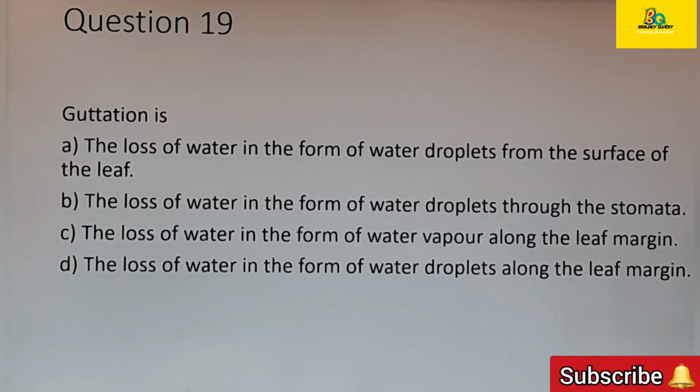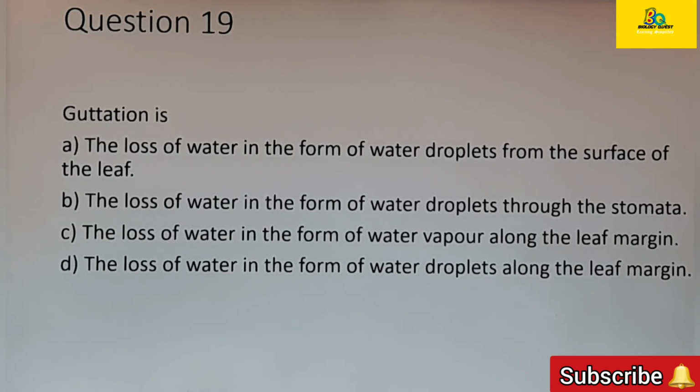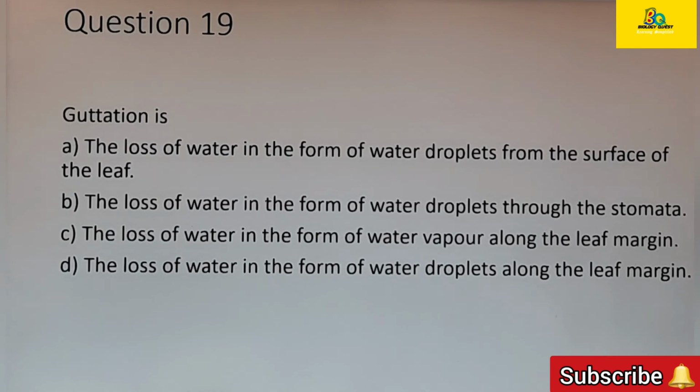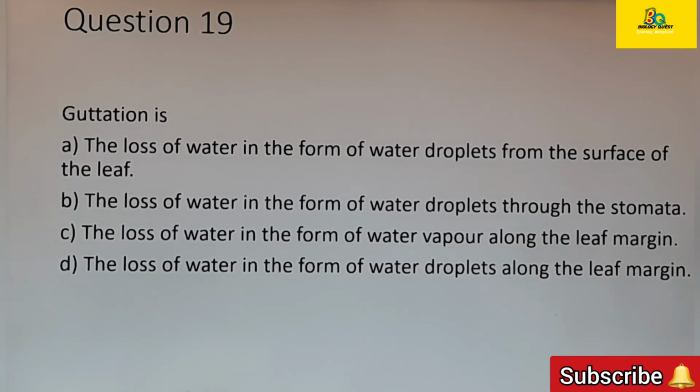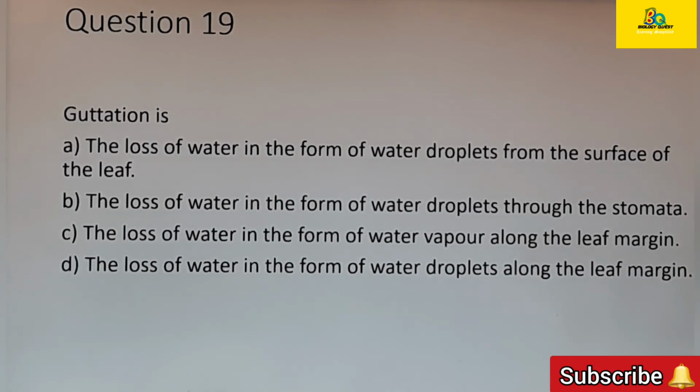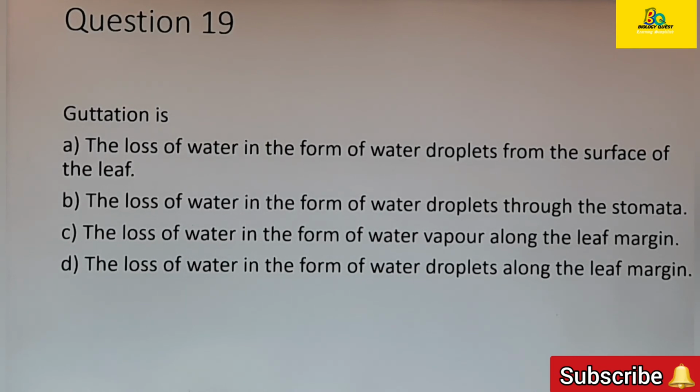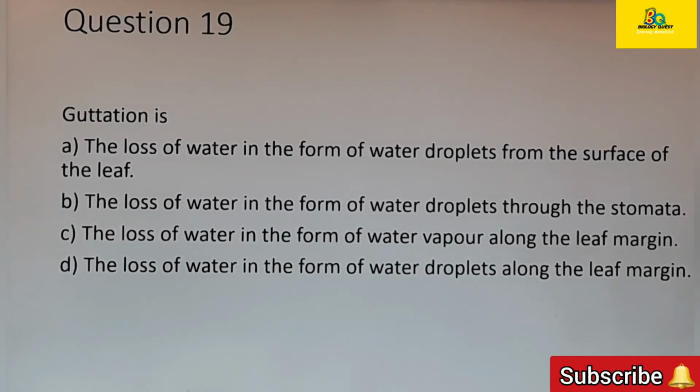Question number 19. Guttation is: A, the loss of water in the form of water droplets from the surface of leaf. B, the loss of water in the form of water droplets through stomata. C, the loss of water in the form of water vapor along the leaf margin. D, the loss of water in the form of water droplets along the leaf margin. First of all, you can rule out option C. That is wrong, because guttation is the loss of water in the form of water droplets, and in option C it is written water vapor. So we have ruled out option C.